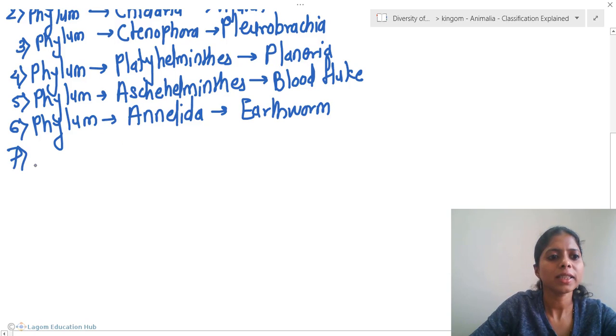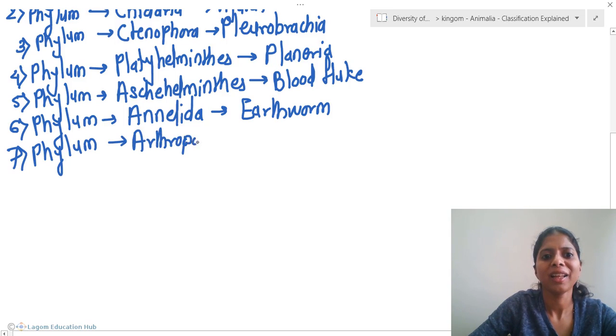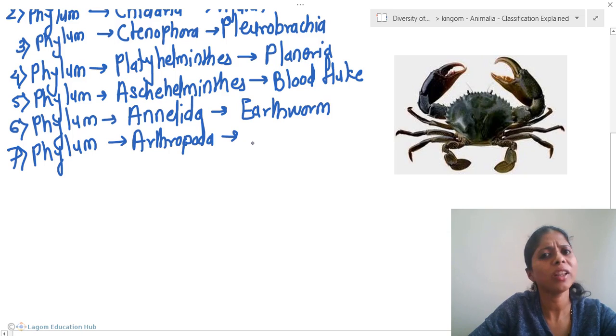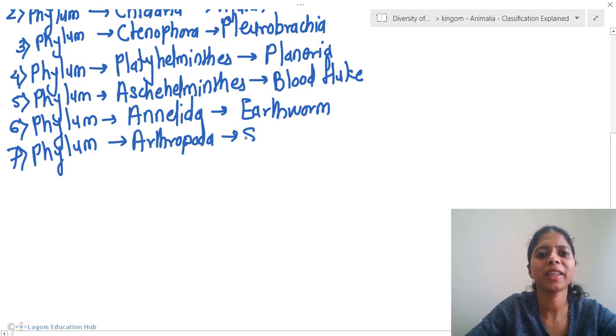Then the seventh phylum included in this kingdom is Arthropoda. Now Arthropoda includes many familiar animals. It includes insects, all the insects. It includes crab, it includes spider. I'll write here spider.